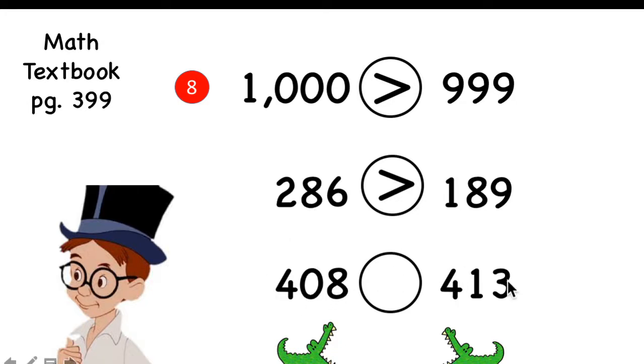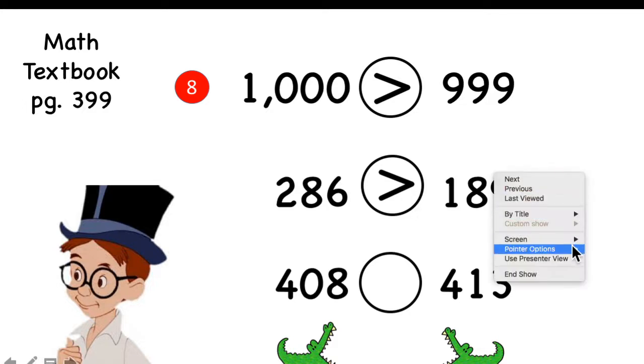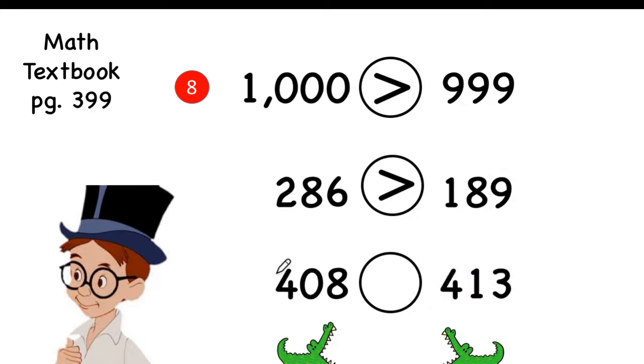408, 413. As you can see, the hundreds are the same. You cannot use the hundreds, so you will use the tens. Here we have 0, and here you have 1. So which one is greater, 0 or 1? 1 is greater. My Pac-Man comes and eats the greater number. That's on this side with his eye. So 413 is greater. The mark goes this way.